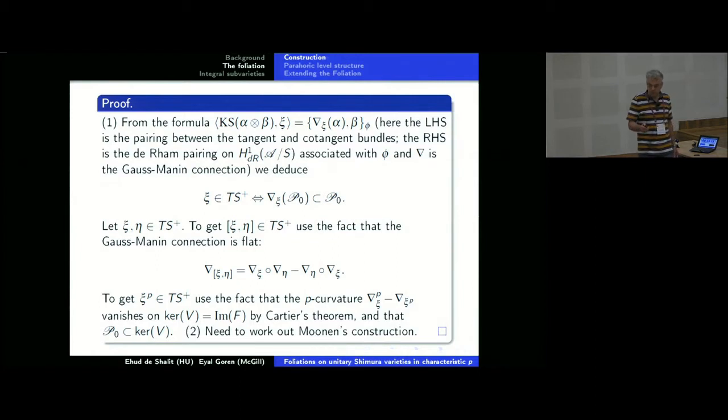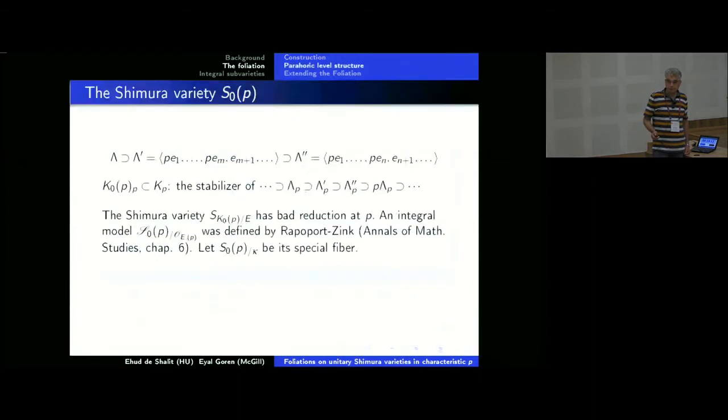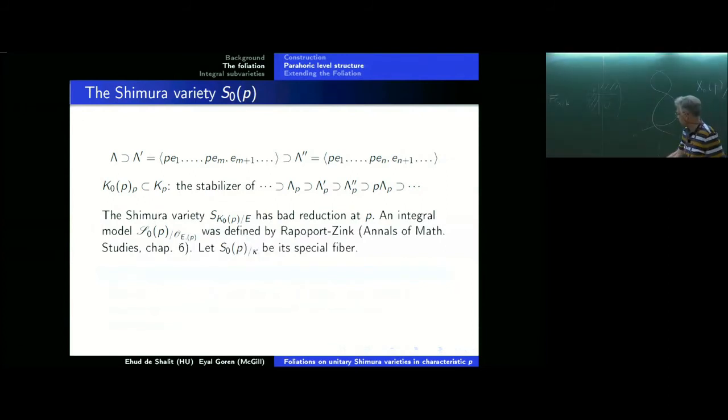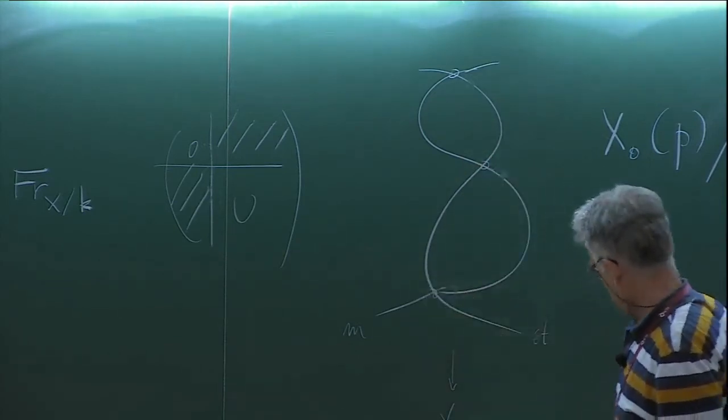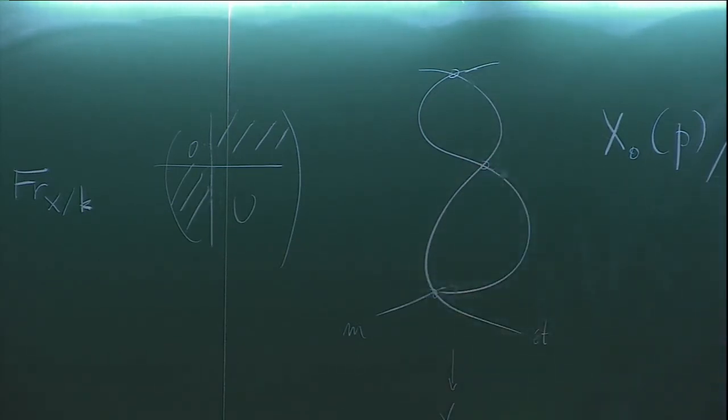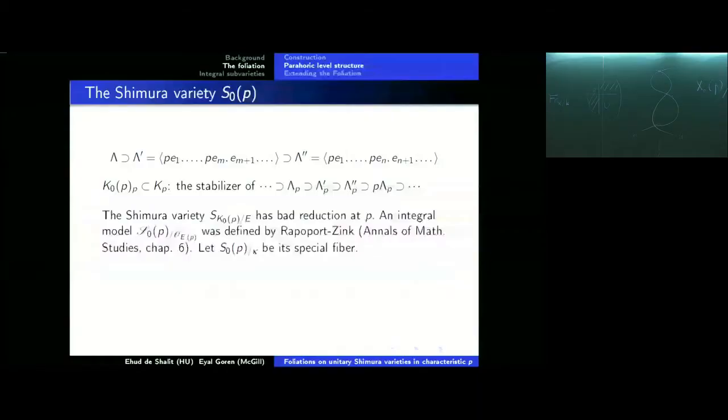So it's not a very difficult proof. Definitely easier than Moonen's. So now we come to the point where we want to understand the quotient. We're still only over the ordinary part. Okay? So if we were doing this case, this is the case, of course, of U(1,1). It's not interesting, but we would be outside the supersingular locus. And in general, we're over this open Zariski set. And I want to define the Shimura variety as 0 of P.